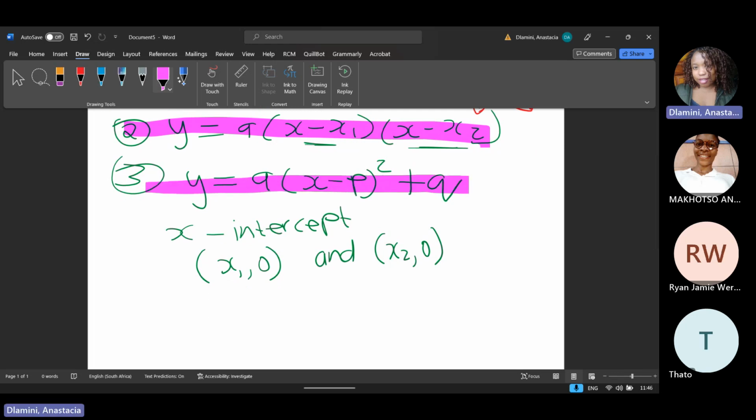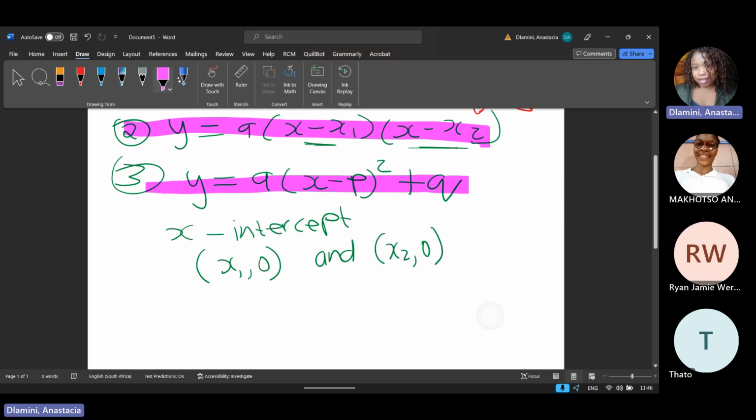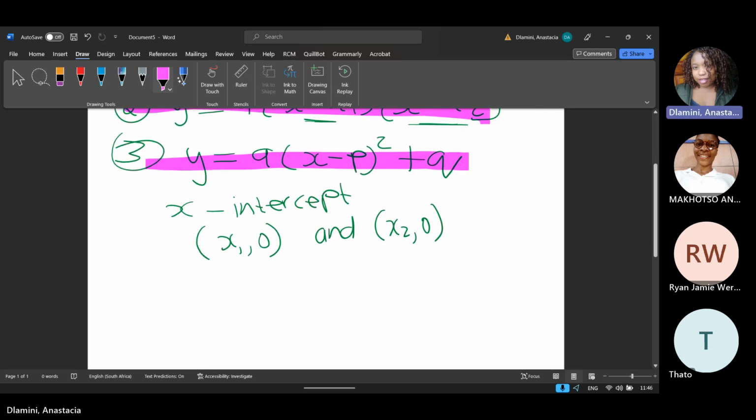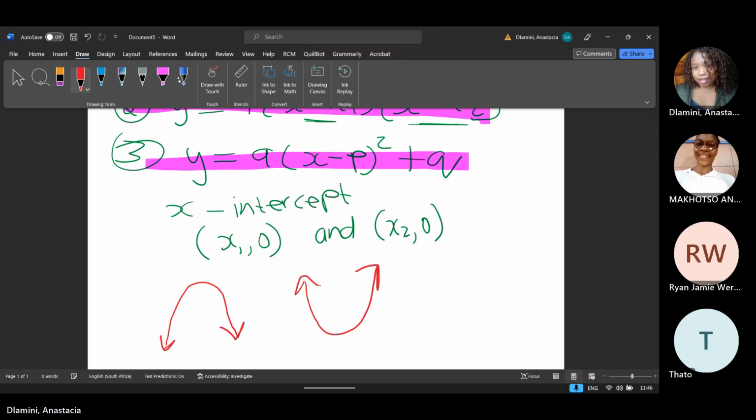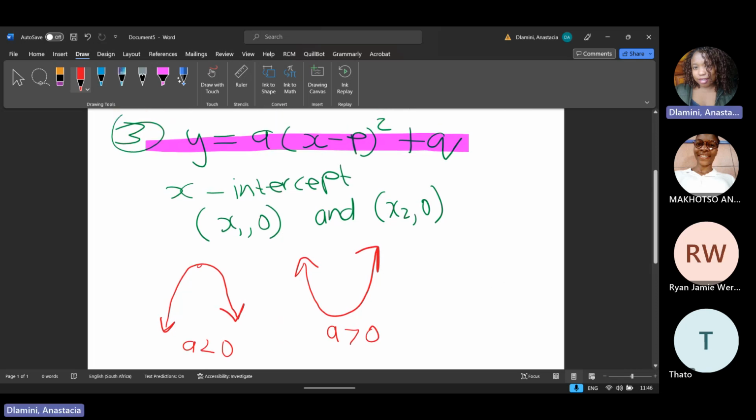Now, let's look at this one over here, sometimes called the vertex form. This one is what we have in assignment 2. The advantage of this one is that you can actually find the turning point of your graph. Remember, our parabola will either look like this or like this, depending on the value of A. So if A is negative, it will look like this. If A is positive, it will look like this. This is called the turning point, where your parabola turns. And this is the maximum value of your parabola, and this is the minimum value of your parabola.